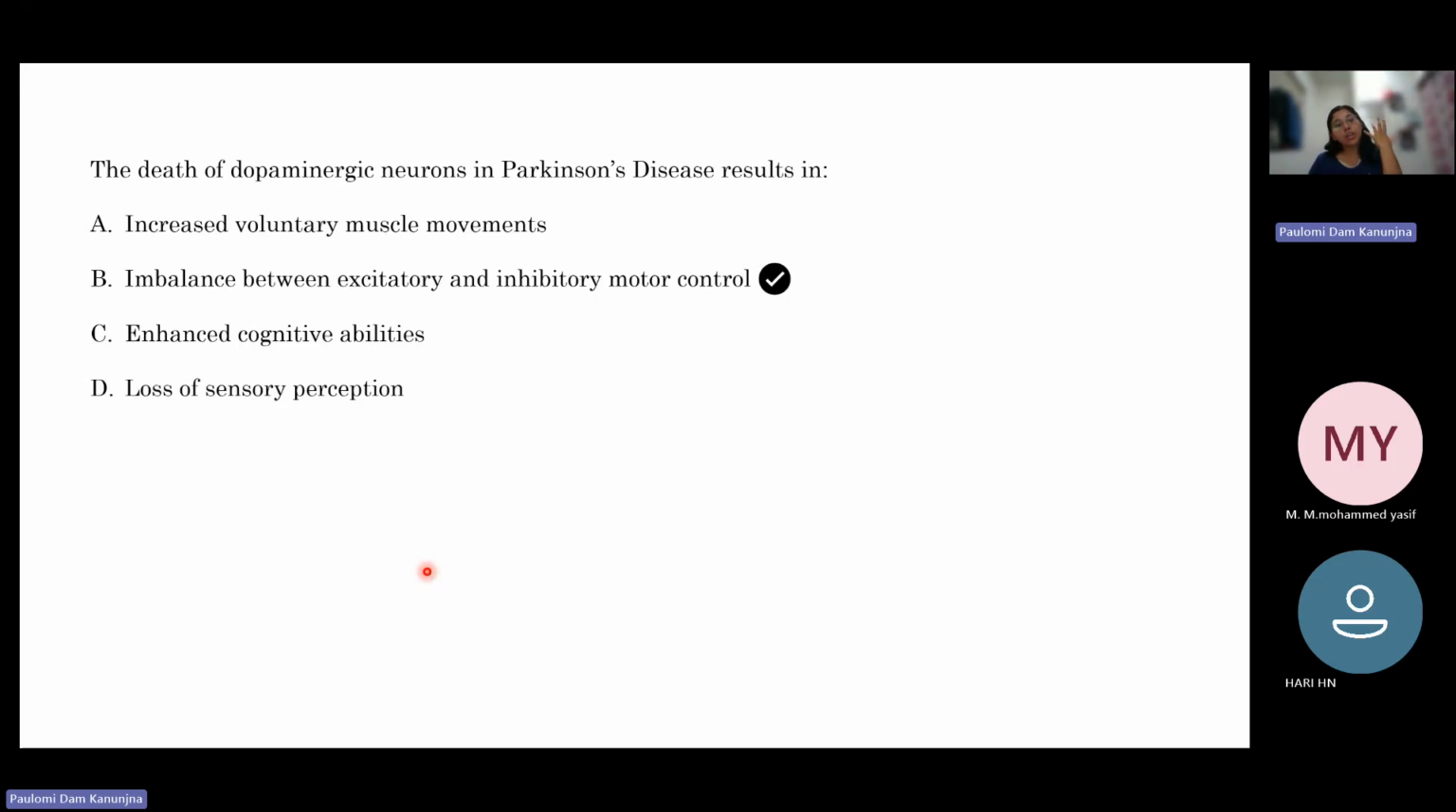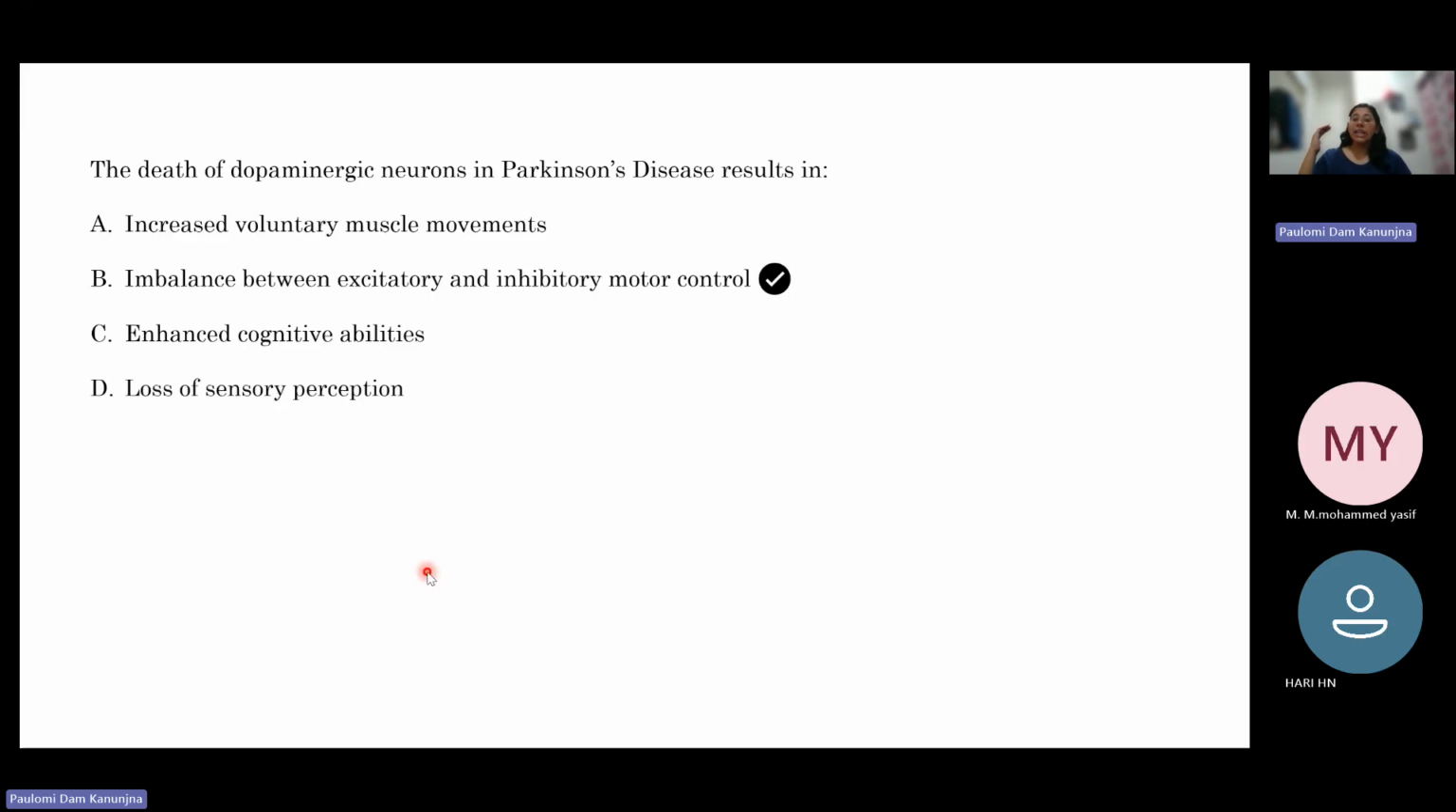Because we are talking about dopamine, if you followed my previous session, you would have seen that we discussed all these different types of neurotransmitters. We discussed acetylcholine, we discussed serotonin, we discussed dopamine, and we saw there that dopamine is basically for regulation.